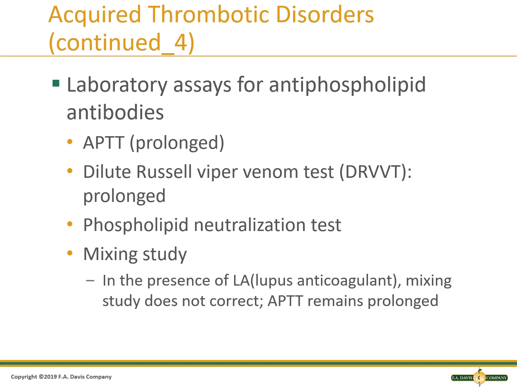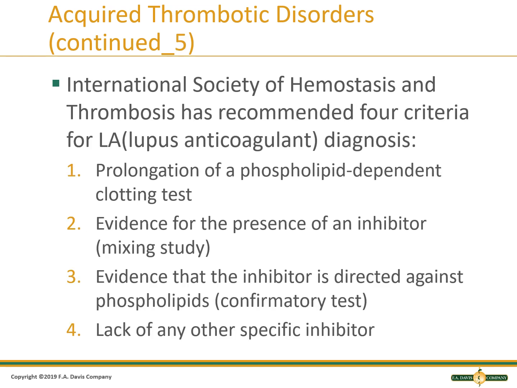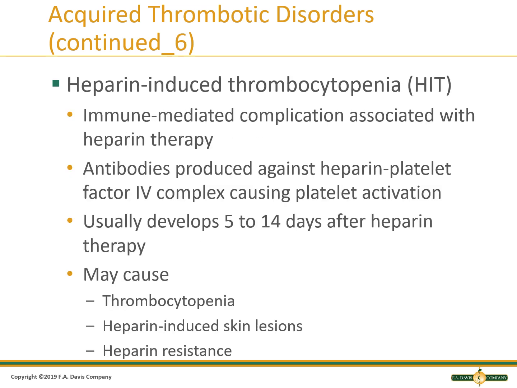The International Society on Thrombosis and Haemostasis has recommended 4 different criteria for LA or lupus anticoagulant to determine a diagnosis. Prolongation of a phospholipid-dependent clotting test, evidence for the presence of an inhibitor in a mixing study, evidence that the inhibitor is directed against the phospholipids, so some sort of confirmatory test, and lack of any other specific inhibitor.